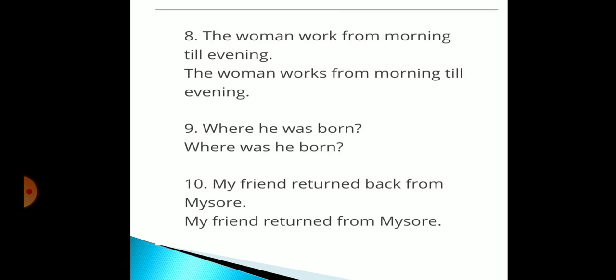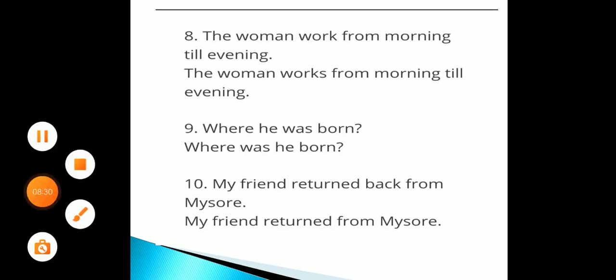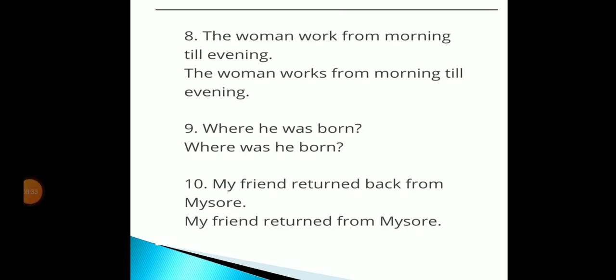10th one, my friend returned back from Mysore. There is a redundancy example. Whenever you have such type of example, you have to use either one word there. My friend returned from Mysore. These are the 10 correct examples of your error identification. Hope you understood all these examples. In this section, you have to write down the correct sentences in the given blank places.